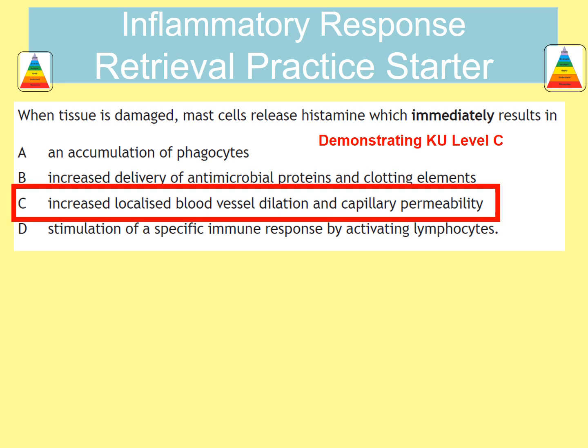And the correct answer is C. Histamine immediately increases localized blood vessel dilation and capillary permeability.